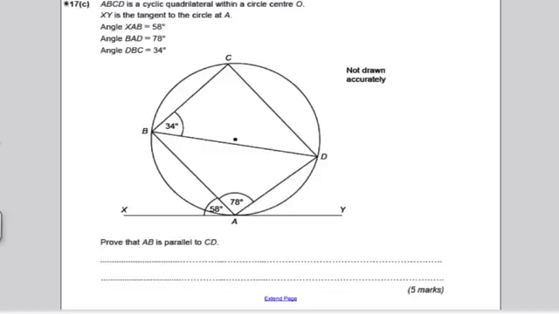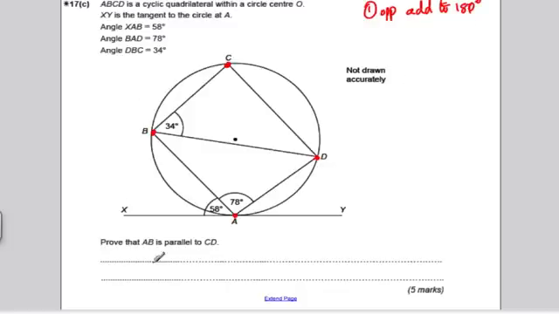Okay, a 5-mark question here. It talks about a cyclic quadrilateral. Here's our cyclic quadrilateral. The edges of the four-sided shape lie on the circumference of a circle. There's a rule we know there, and maybe if you're brainstorming, opposites add to 180. So we may use that a little bit later.